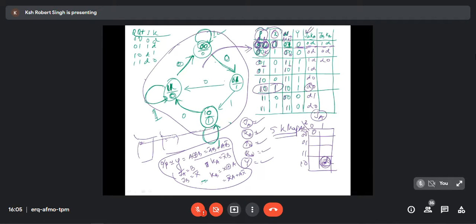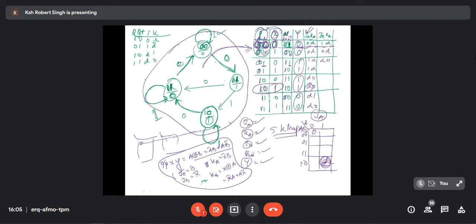The only thing is that this Y does not depend on the input X. So whatever the value of Y is, you have to write it 2 times to make this look proper. That's why I'm writing 0, 0 2 times, 1, 1 2 times. Okay, so can you understand what I'm saying?